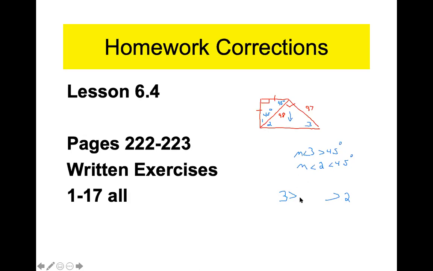Why, Ben? Because if angle 2 is less than 45 degrees, so the measure of angle 2 is less than 45 degrees, and angle 1 equals exactly 41 degrees, then it would go in the middle. That's it right there. All right, so it should go 3, 1, 2 from greatest to least. 3, 1, 2. Okay, that was a hard one.